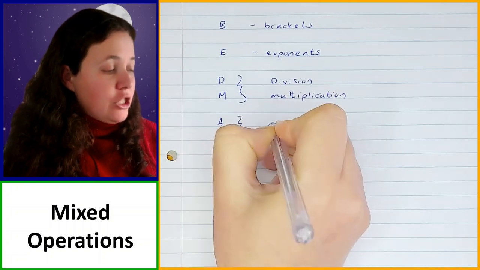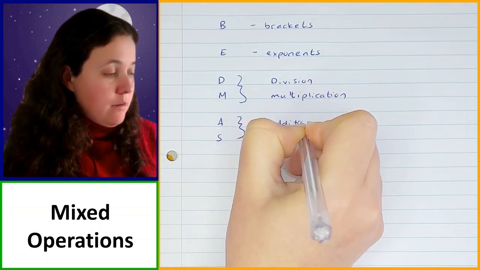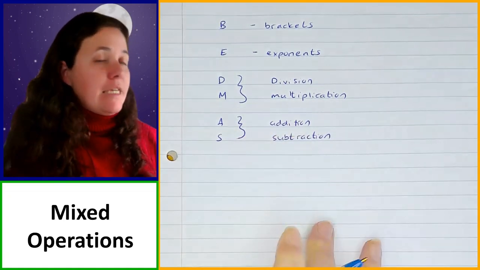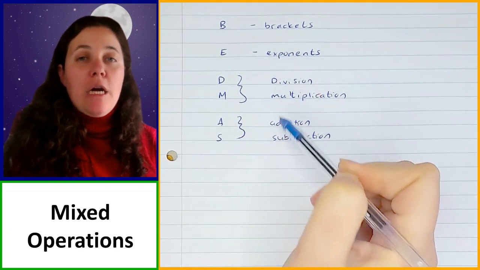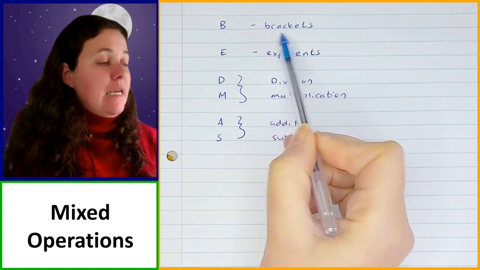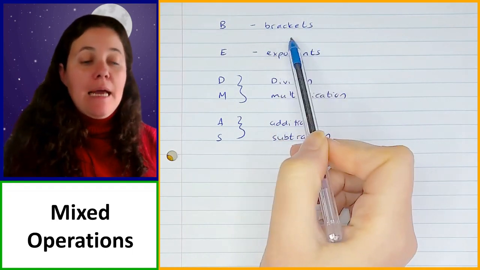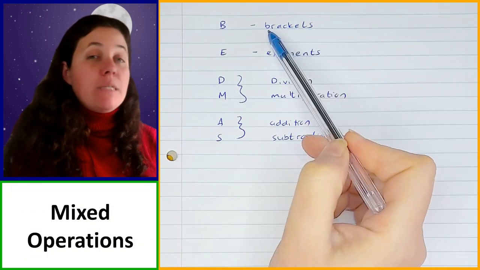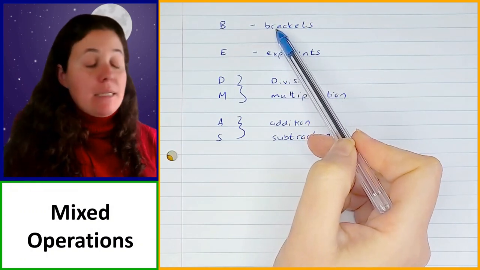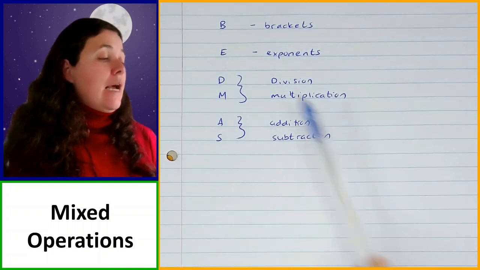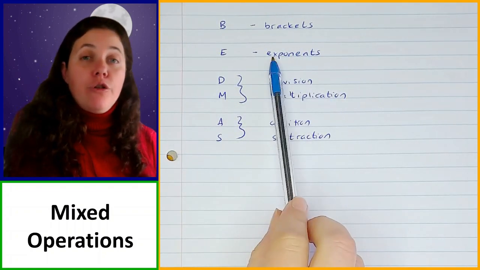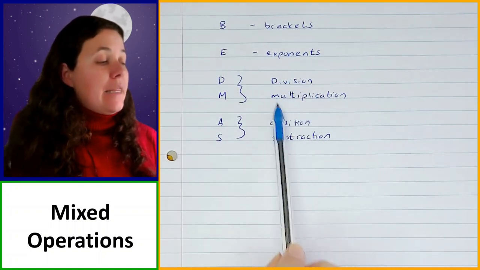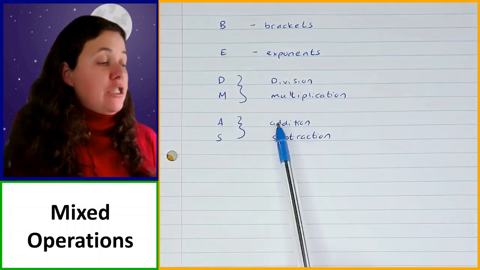And then we have addition and subtraction. Okay, so that is the order that we need to do our calculations. Now remember I said that a root sign acts as a set of brackets. So anything that's inside a root sign needs to be done at the same time as things that are in brackets. And then we're going to apply the actual root as well, or the exponents that may be outside the brackets. And then we have our division and multiplication, then addition and subtraction.